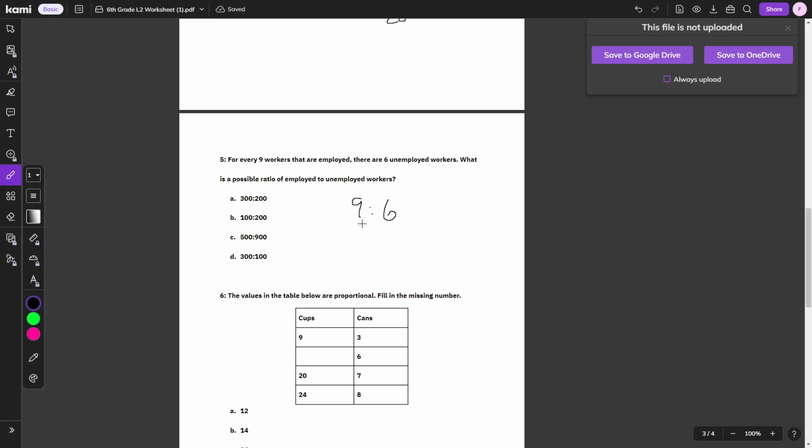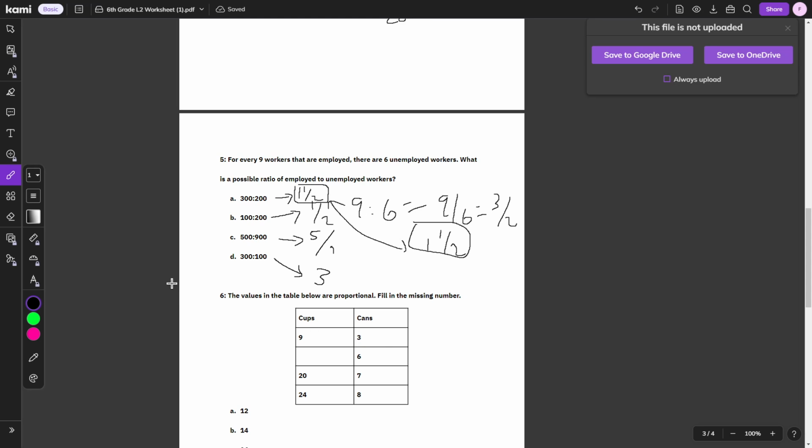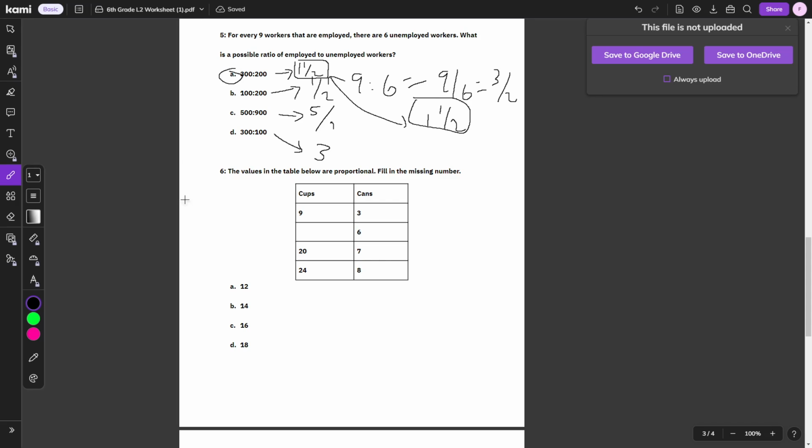First, we can do division. 9 divided by 6 is 3 divided by 2, or 1 and 1/2. 100 divided by 200 is 1/2. 500 divided by 900 is 5/9. 300 divided by 100 is just 3, but 300 divided by 200 is 1 and 1/2. See how the ratios equal the same thing? That means they're the same ratio. And A is the correct answer, of course.